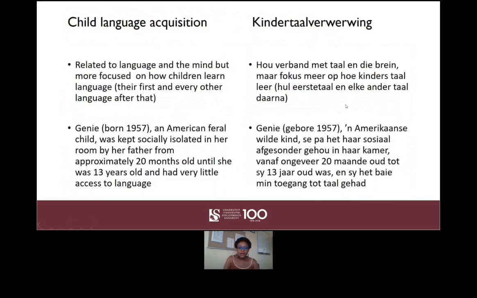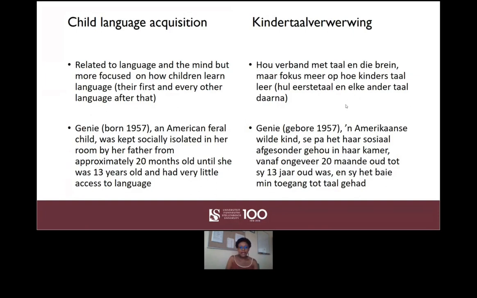Then child language acquisition. This is also related to language in the mind, but it specifically looks at how children learn language, their first language and every other language after that. I don't know if you've ever wondered, because it happens so naturally, but at one point you were a baby, then all you did was cry, and then at some point you started babbling, and then lo and behold, by the time you're like 7, you're speaking like a pro, and no one actually taught you. So we look at what actually happens and the different developments that help children acquire language so naturally.